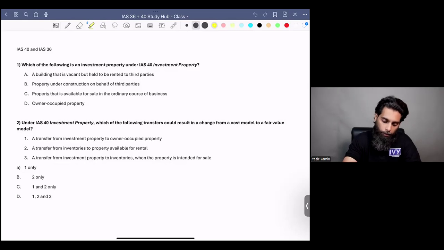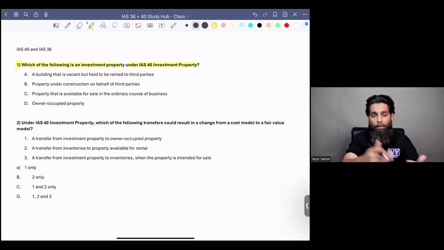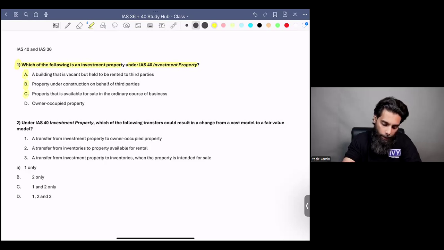All right. So question number one for today's session. Which of the following is an investment property under IAS 40? Now you have four options A, B, C, and D. A is owner occupied property. Can an owner occupied property be investment property? You need to answer Y or N. No. Very good.